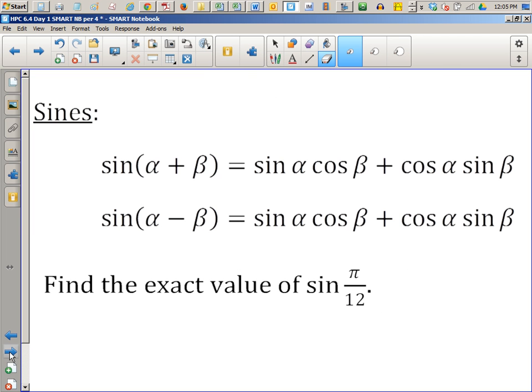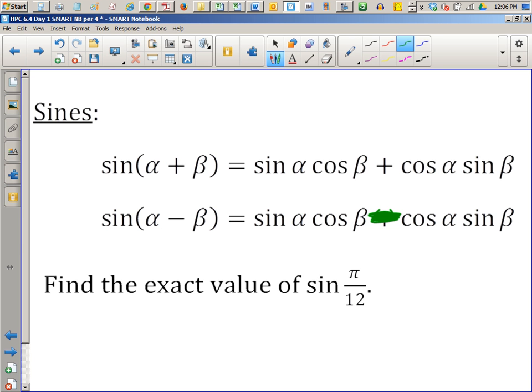Let's go on. Let's talk about sine. There's a typo here. Let me fix it real quick. This should be a minus sign. So with sine, the signs are consistent. We have a plus here and a plus here. Minus here goes with minus here. The formulas are a little mismatched. It's a sine alpha cos beta and a cos alpha sine beta. But at least the positive goes with the positive and the negative goes with the negative.